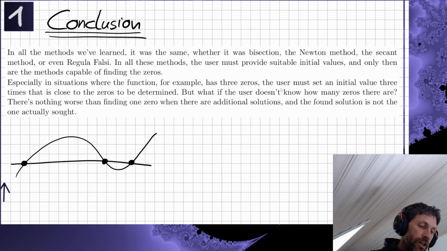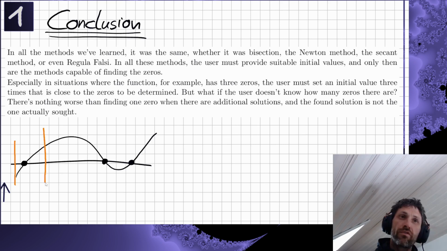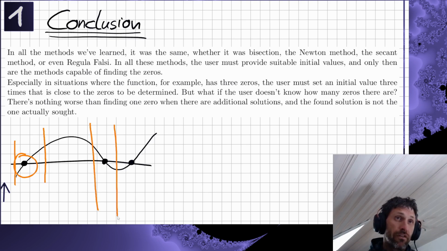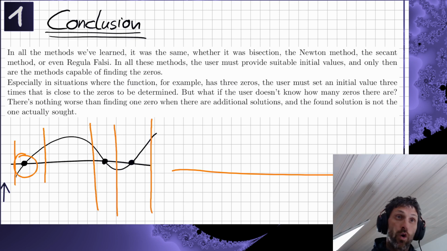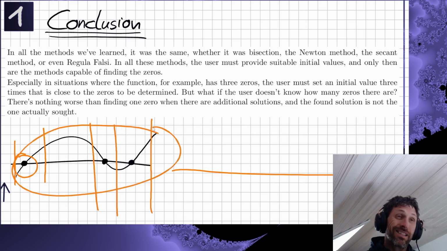If you want to find this root, you have to know that it's more or less in this interval, and then you can find this root. And if you on top want to find that root, you have to specify this interval. But sometimes it's a very long straight line, and so this is not an easy task.